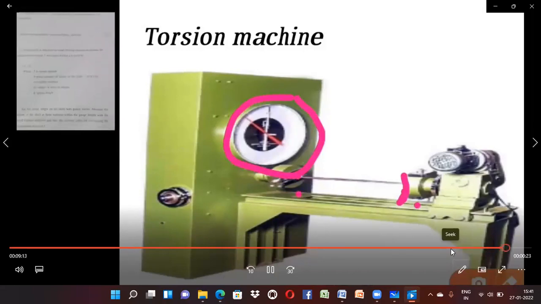So finally my conclusion is that torsion is nothing but twisting moment. It is a very simple test among the destructive tests. I think you might have observed everything.